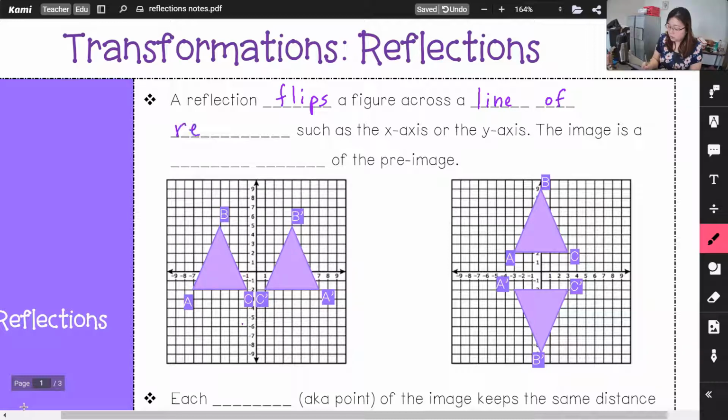Line of reflection, such as the x-axis or y-axis. So in 8th grade math, we're only going to be flipping across the x-axis or the y-axis. The image is a mirror image of the pre-image. It's a lot of the word image, basically to say that it's flipped, right?